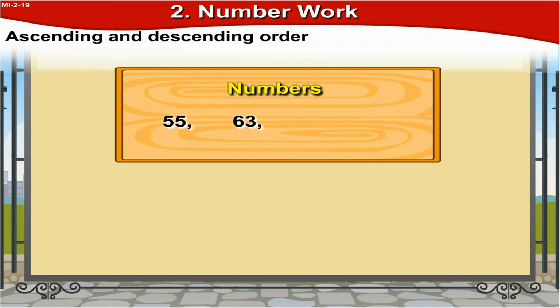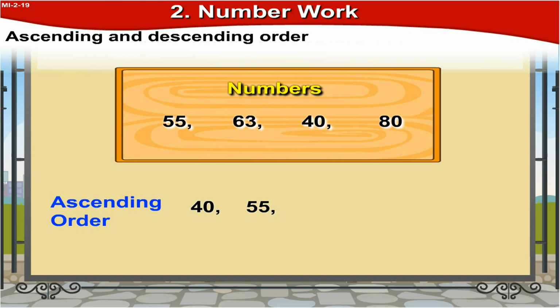Now let us solve some sums. Write the following numbers in ascending and descending order. Numbers 55, 63, 40, 80. If you put them in ascending order, first you need to write the smallest, that is 40. Then bigger than 40, which is 55. Then even bigger than 55, which is 63. And then the biggest, that is 80. So the ascending order would be 40, 55, 63, 80.